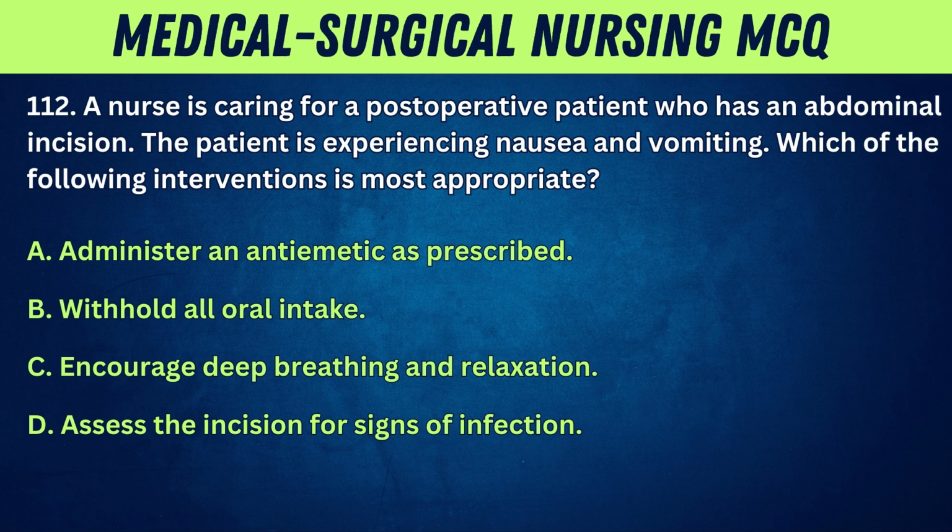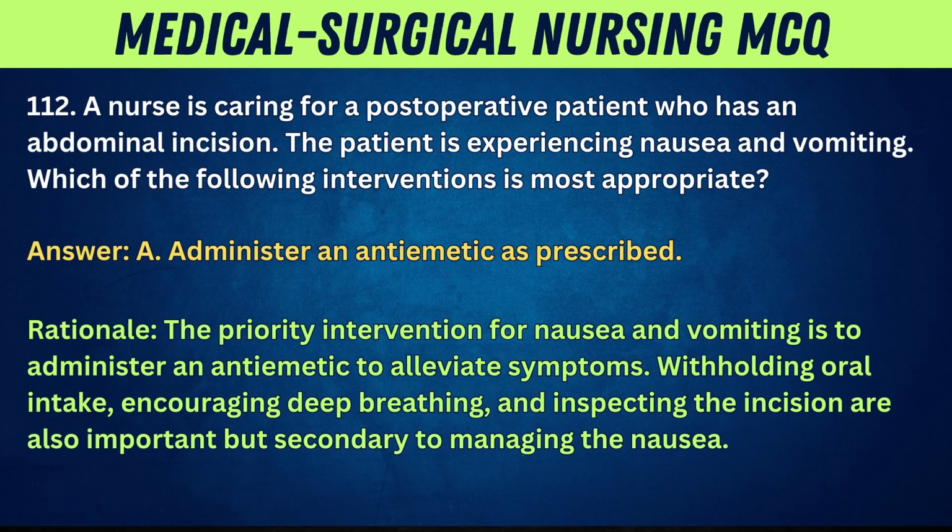A. Administer an antiemetic as prescribed. B. Withhold all oral intake. C. Encourage deep breathing and relaxation. D. Assess the incision for signs of infection. Answer: A. Administer an antiemetic as prescribed. Rationale: the priority intervention for nausea and vomiting is to administer an antiemetic to alleviate symptoms.